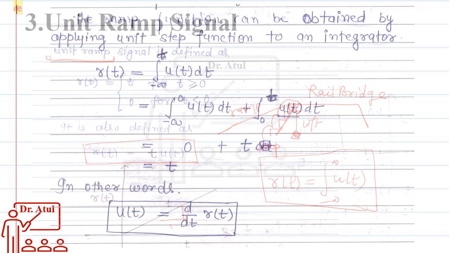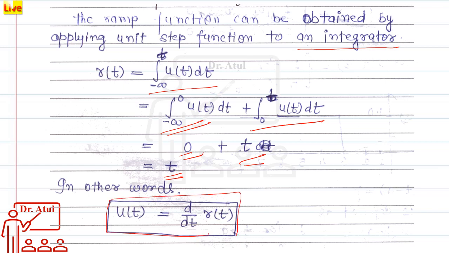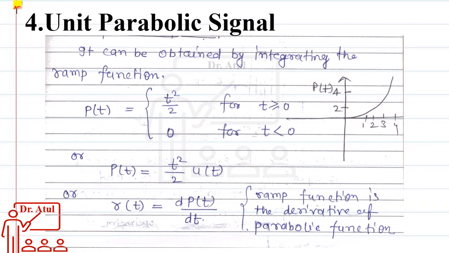A ramp signal can be obtained by applying the unit step to an integrator. So the integral from minus infinity to t of u(t) dt: from minus infinity to 0 it will be 0, and from 0 to t it will be t, so we get t. Also, the unit step is the differentiation of the ramp signal. So the reverse is also true. Ramp is the integration of the unit step. In this way, this is just an introduction of the ramp signal.